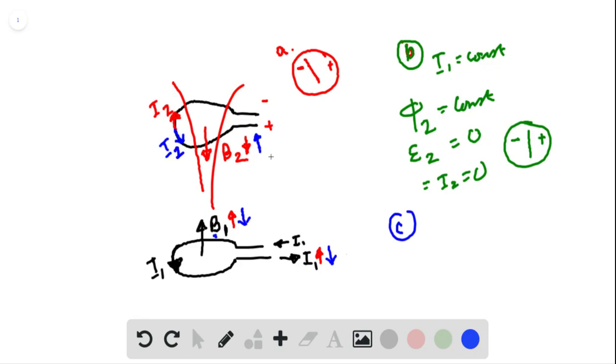So current flowing in that direction means current always flows from positive to negative. So that terminal will be positive and this will be negative. It will look like you have got negative here, positive here, and the needle will point in.